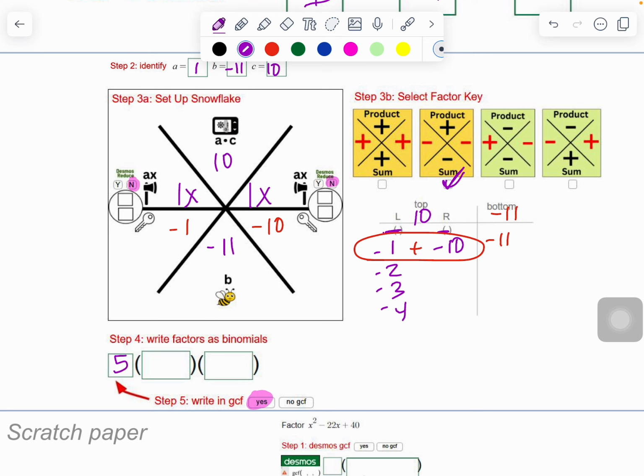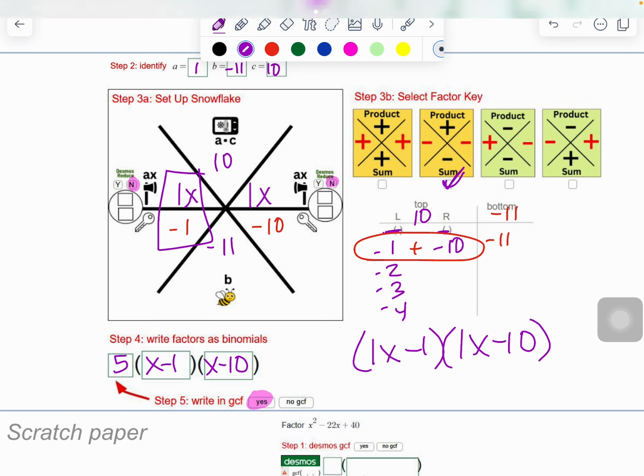And my answers are these two things right here. And I'm going to show you how to write them, okay? Because they didn't reduce, we're pretty much done. Now, normally, we would write 1x minus 1. We're just going to write them sideways. And 1x minus 10. Now, you don't normally ever write the 1. So instead, we're not going to write that first one. We're going to write x minus 1 and x minus 10. And you're done.